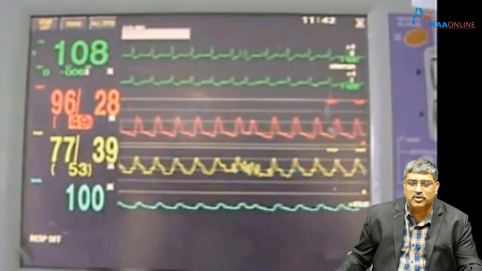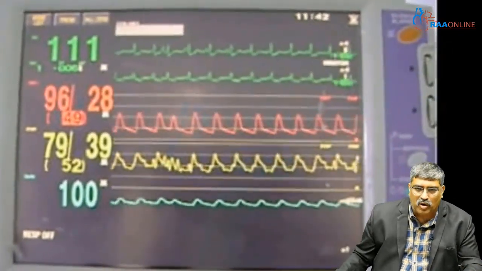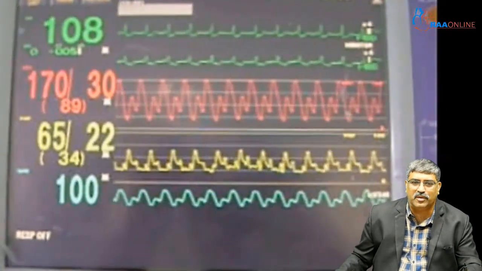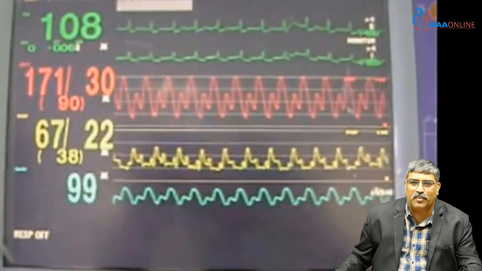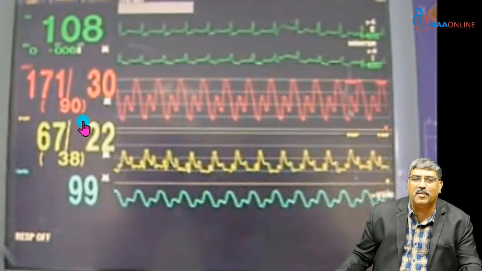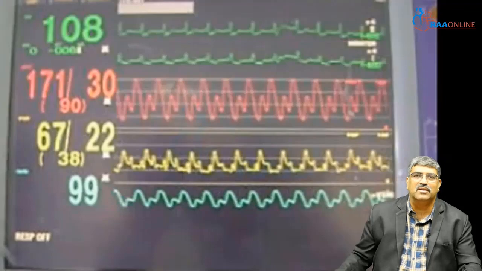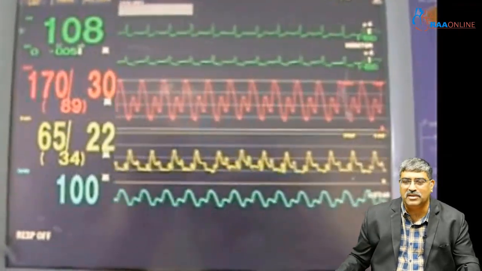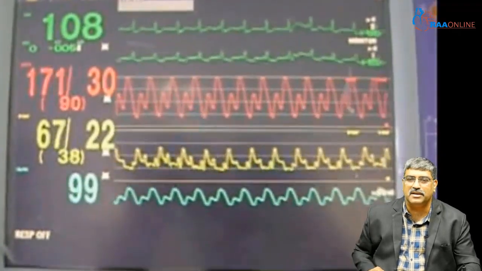Now we have decided to put in an intra-aortic balloon pump. Let us see how the event changes with the intra-aortic balloon pump. The minute you put the balloon pump, here you can see the mean arterial pressure is increased to 90 and the mean pulmonary artery pressure decreased to 38. This is how an IABP helps in a patient with severe hemodynamic disturbance.